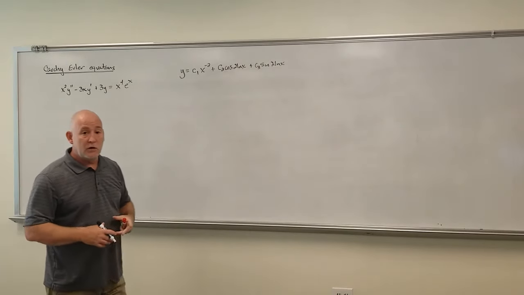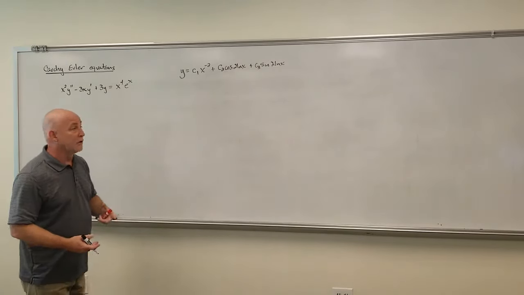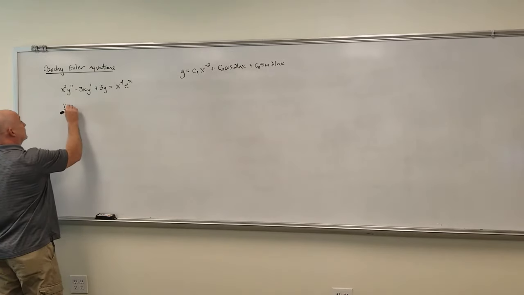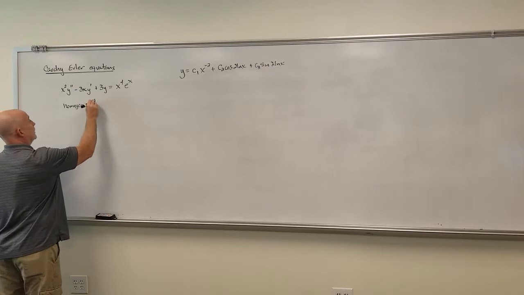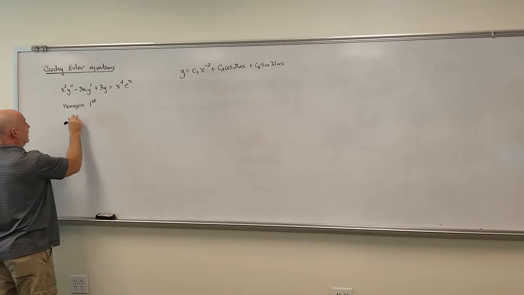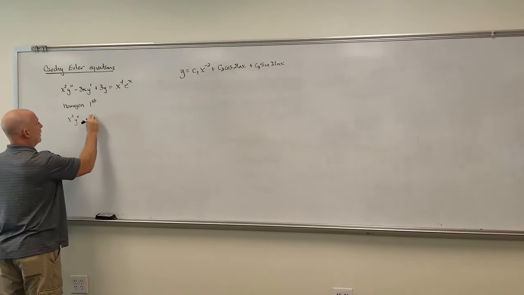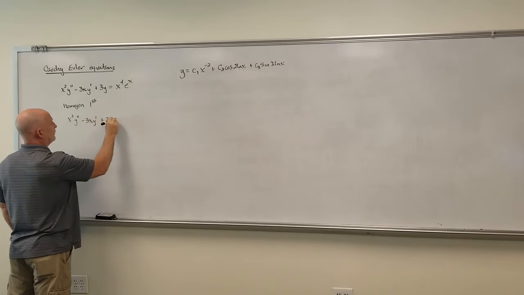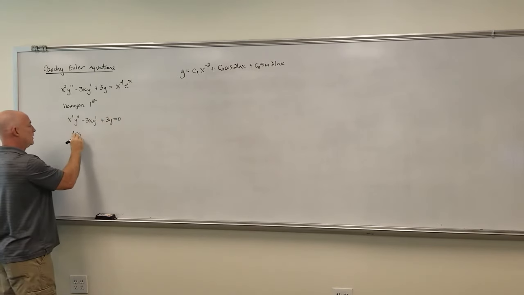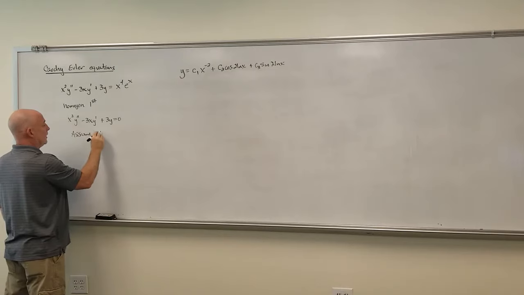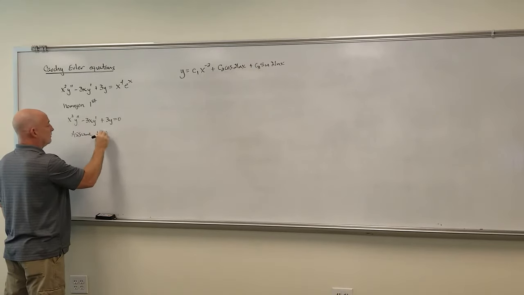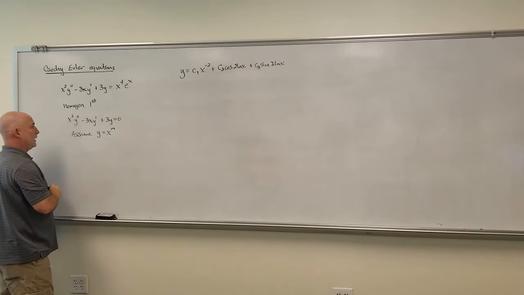The good news is our approach strategy is the same. We want to go after the homogeneous first. So we're going to look at x squared y double prime minus 3xy prime plus 3y is equal to 0. Assume y equals x to the m and plug it in.